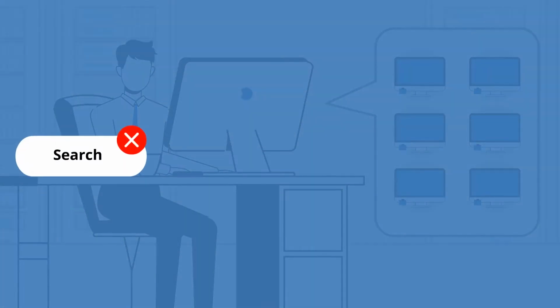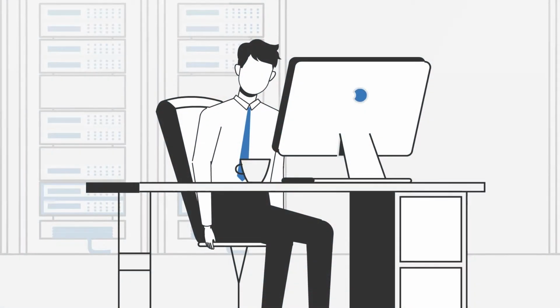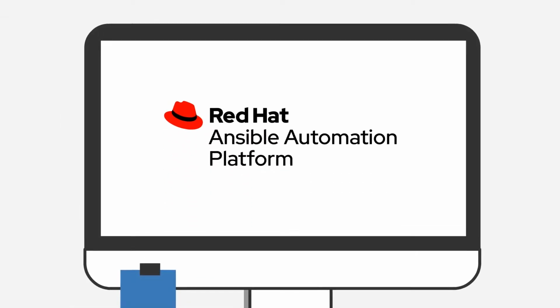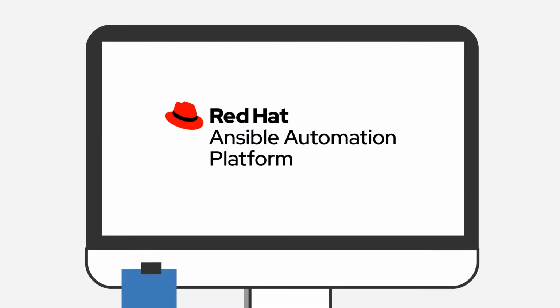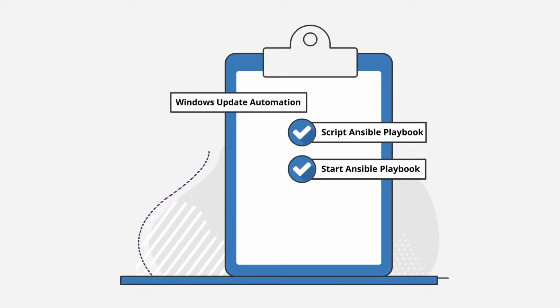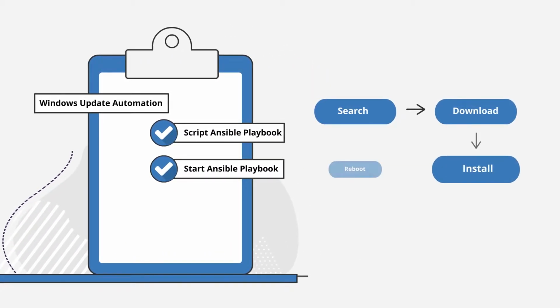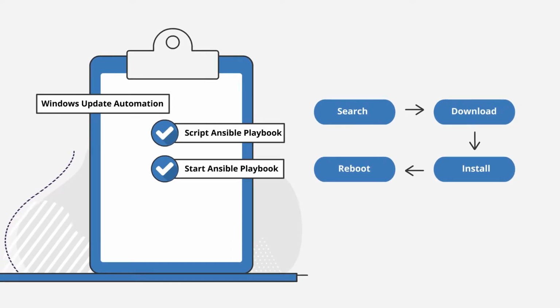This is irregular, manual, time-consuming, and prone to human error. With the Red Hat Ansible automation platform, all it takes is a single click of the button, and the updating process starts across all Windows servers automatically. This helps to free important resources for more critical organizational tasks.